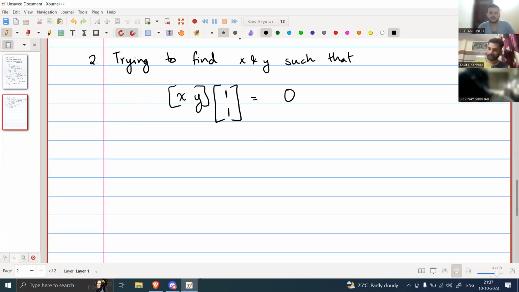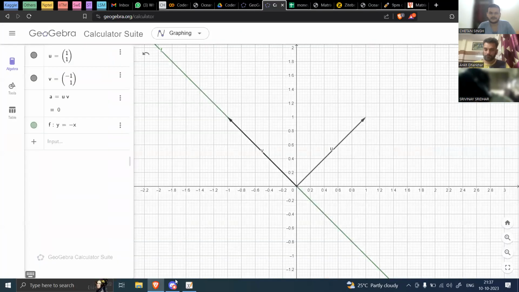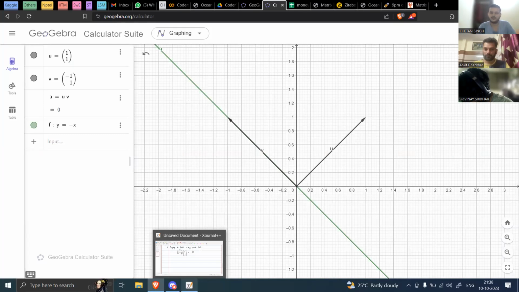So can you all relate with this? What we did is x comma y multiplied with 1 comma 1, so our x transpose multiplied with our vector 1 comma 1. We had that vector that we plotted in that graph, right? You have this vector q here that is 1 comma 1. You multiplied some unknown vector with that such that it gives you 0. That means whatever your input x comma y is, it should be perpendicular to your vector 1 comma 1.